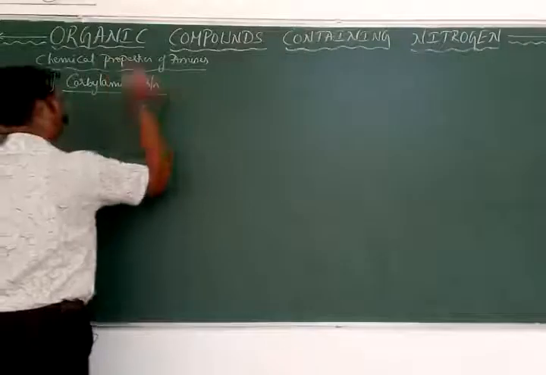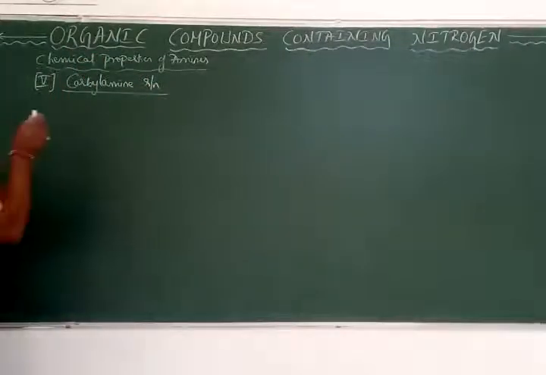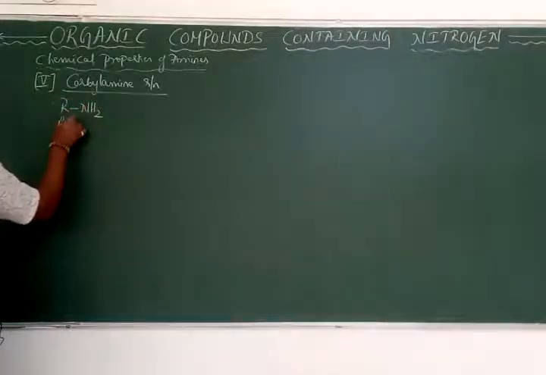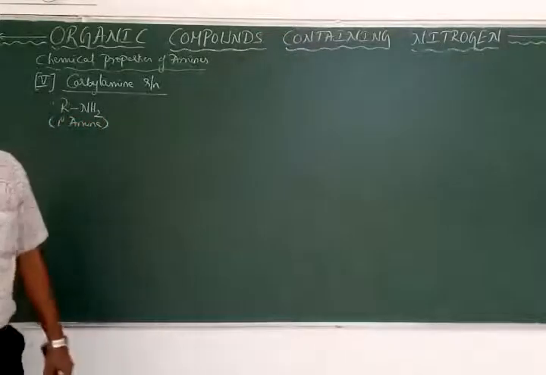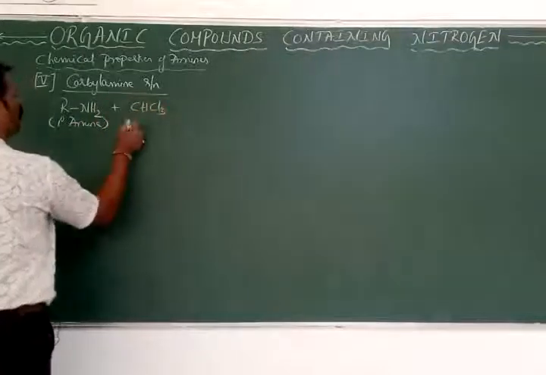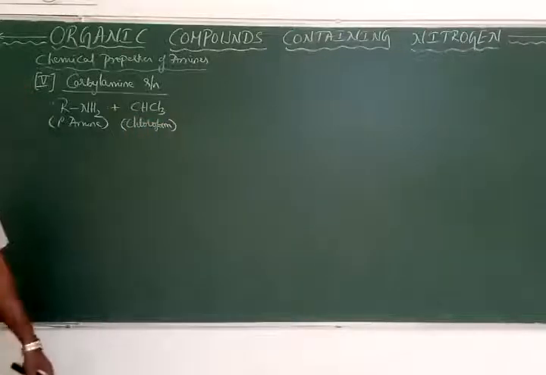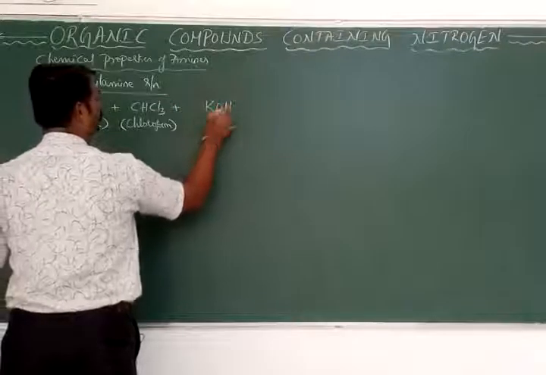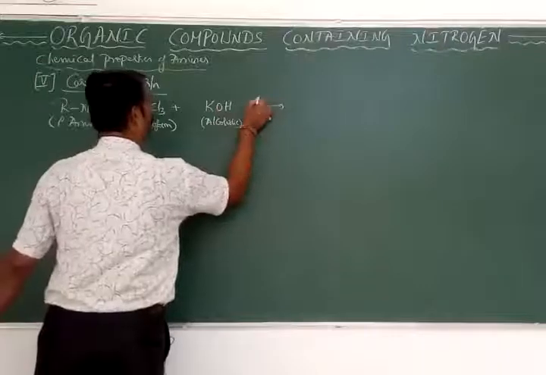Carbylamine reaction. Which one? Carbylamine reaction. RNH2, a primary amine. I don't know whether it is a primary aliphatic or aromatic, whatever it may be. When this is made to react with CHCl3, what is that CHCl3 called? Chloroform. And alcoholic potash or KOH, upon heating.